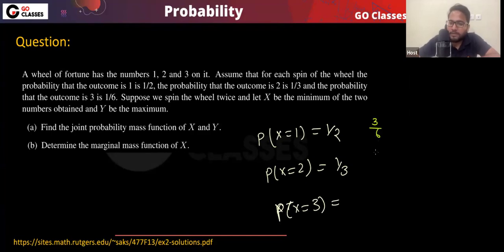Is it 3 by 6? This is 2 by 6. I think 1 by 6, right? 1 by 6 is the remaining probability. Okay, this is written. I thought it is not written.